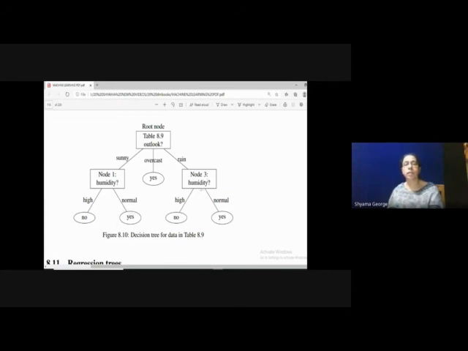When you take node 3, you can find that humidity is the attribute with the highest gain. When you take the values high and normal, all the records with value high are in the class no, and normal are in the class yes. So this is the final decision tree based on information gain, using the ID3 algorithm, generated from the training data given in the table. Similarly, you can find out the Gini index values and split ratio for each of these attributes.